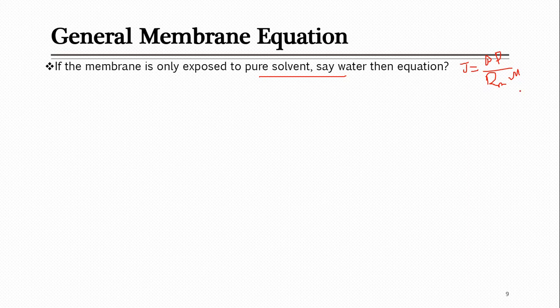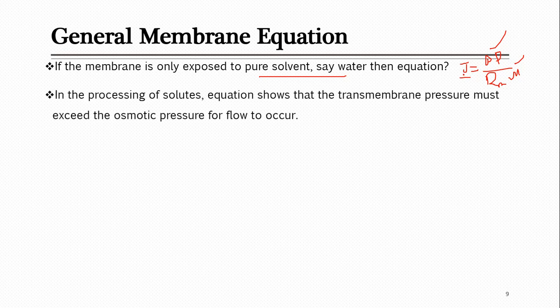Here the more important factors are the resistance of the membrane for that solvent, as well as the pressure difference between the two ends, and at a given temperature and pressure, the viscosity of the system will affect this J, or flux. That was for pure solvent, but now consider that solutes are present in your system. This equation shows that transmembrane pressure must exceed the osmotic pressure for flow to occur.